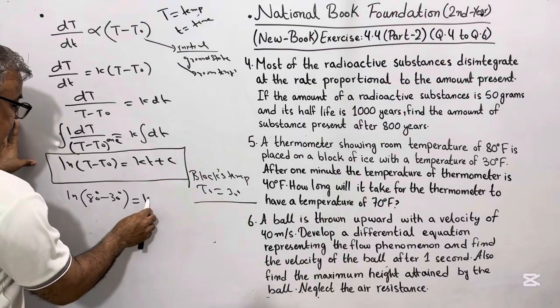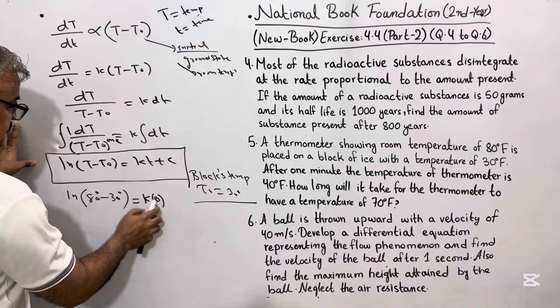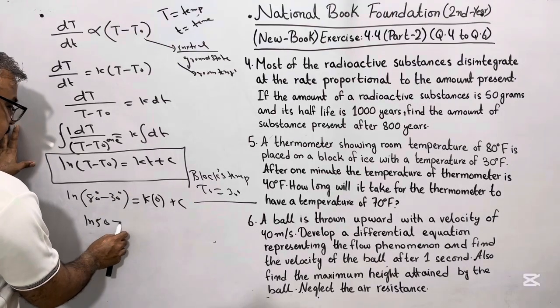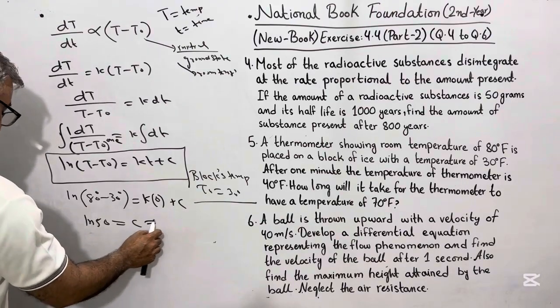Initially means when time is 0. So we start the calculation with t equal to 0 plus C: ln(80 minus 30), we have ln 50, is equal to C. What is the value of ln 50? Let's see and find out.